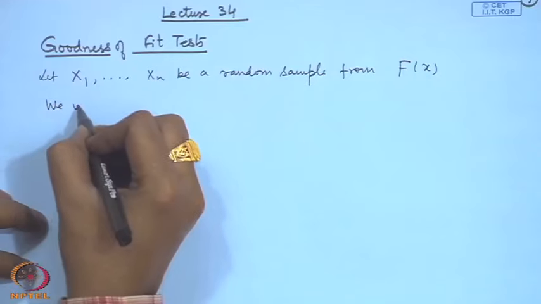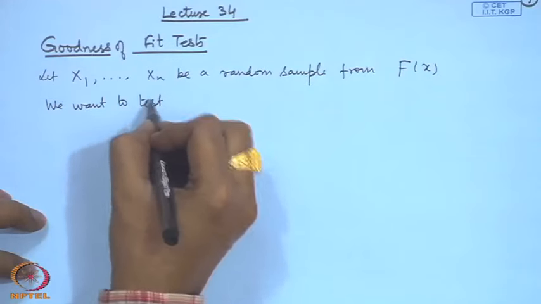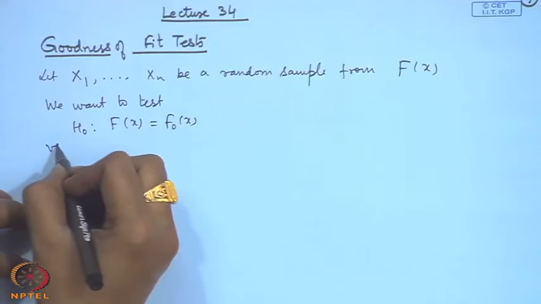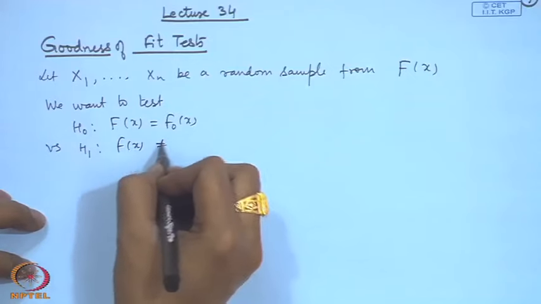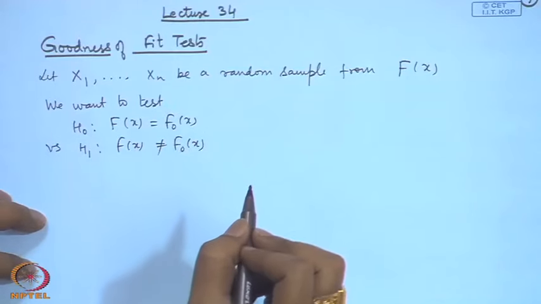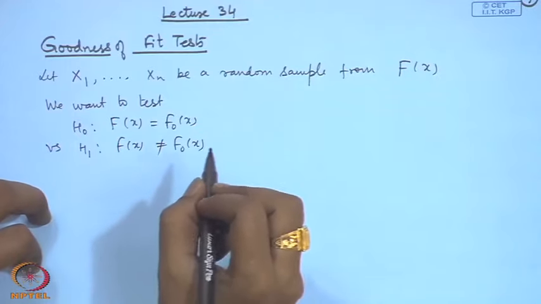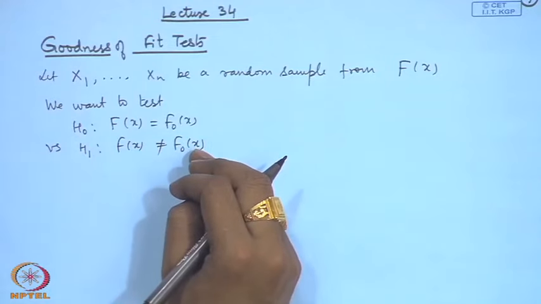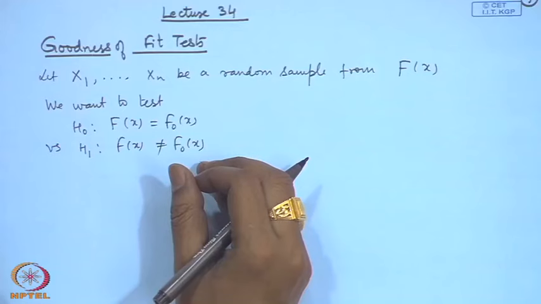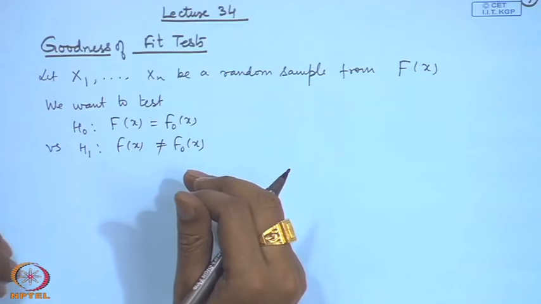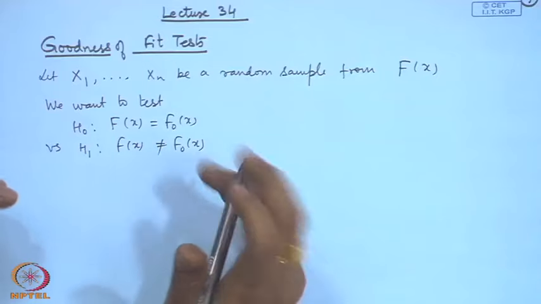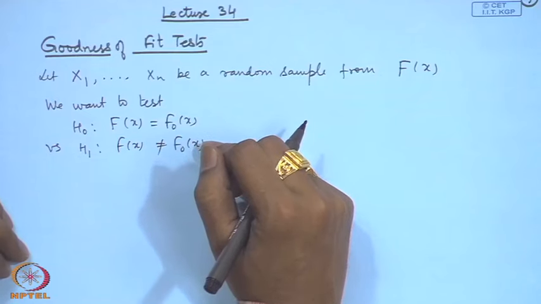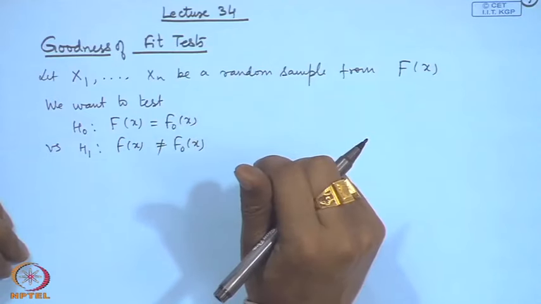And we want to test whether f(x) is equal to f naught(x) or not. If we want to test f(x) is equal to f naught(x) against f(x) is equal to f1(x), where f1 is different from f naught, then we have the most powerful test using the Neyman-Pearson lemma. However, it is not that. Here we are specifying the null hypothesis completely, but the alternative we are not able to specify. Therefore, we cannot apply the Neyman-Pearson lemma here.